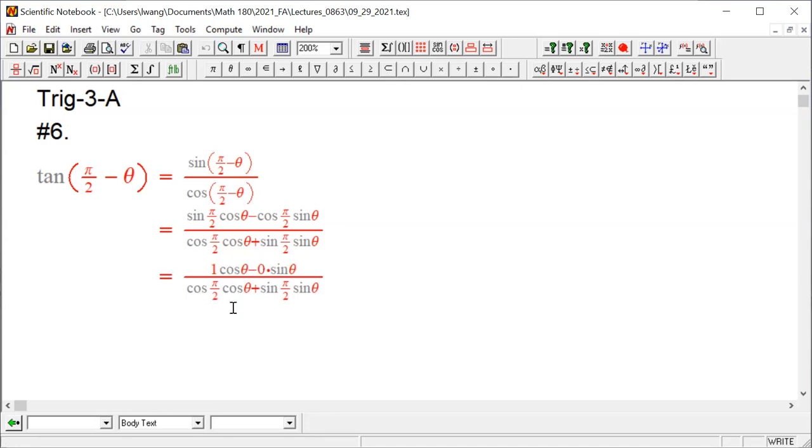Do you think you can slow down a little bit? I'm also writing this down as well. Sine pi over 2 is 1. So the formula I use here is this. You already know the formula for cosine, right? So for sine, a minus b equals sine a cosine b, minus cosine a sine b. We're going to talk about deriving these formulas later.